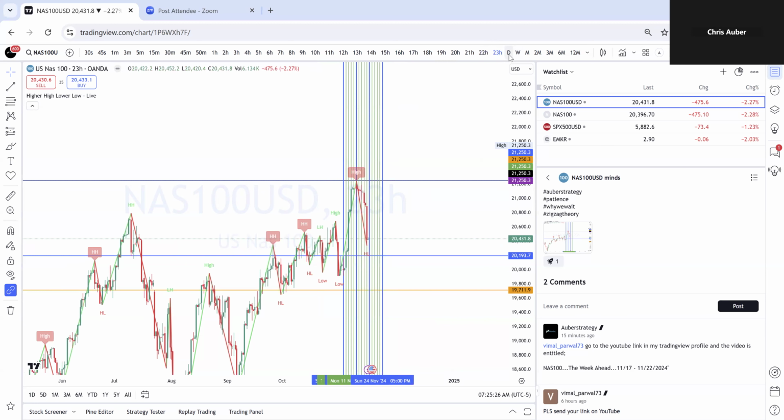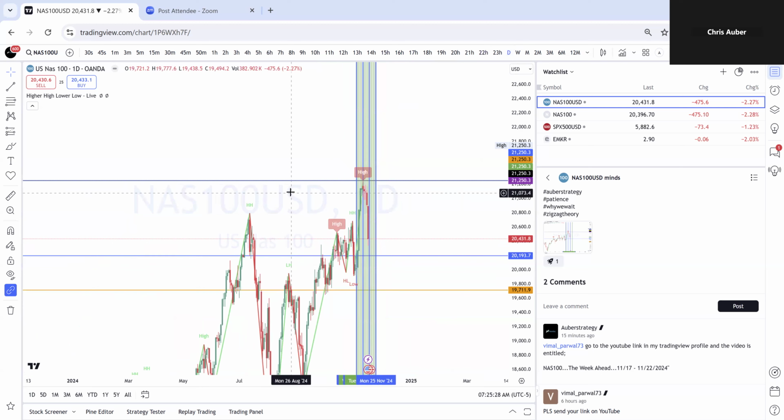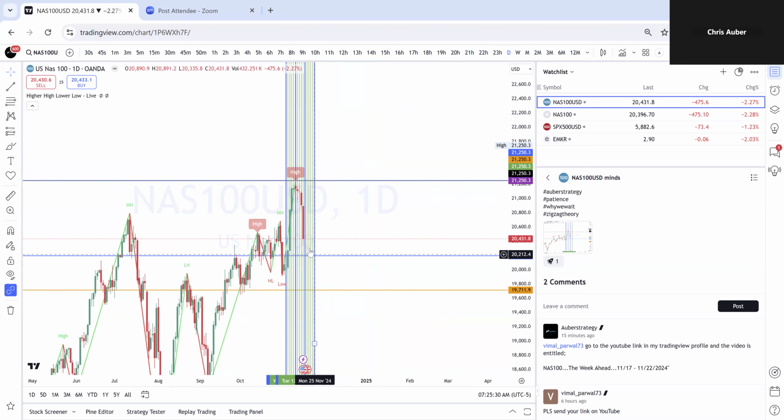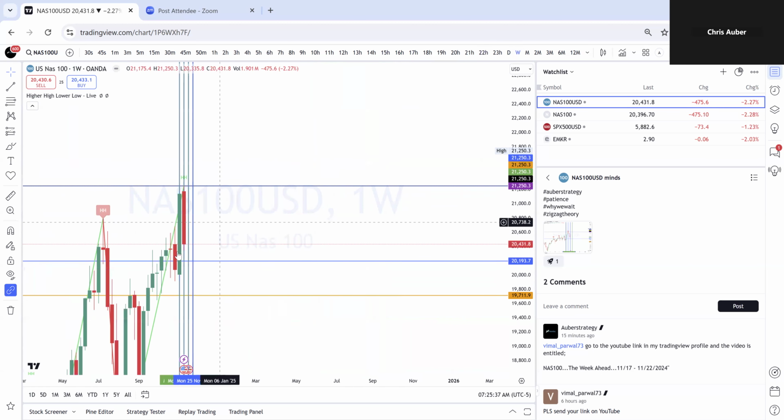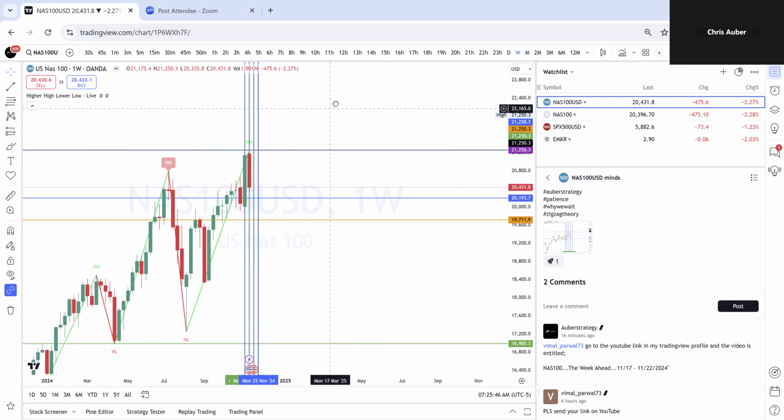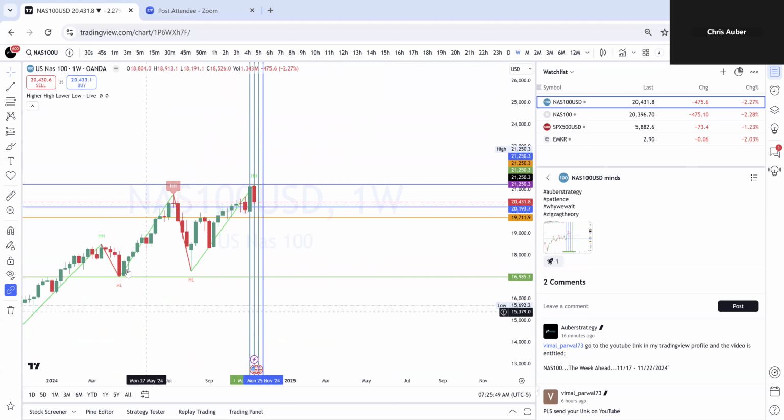When you get to your daily, notice what happened. There was nothing that was formed on Friday. You get to your weekly, same scenario. Nothing was formed for the week, Monday to Friday. But when you look at the weekly, it's interesting. You see that the trend on the weekly is making higher lows, higher highs, higher lows, higher highs. So your natural move is going to be another higher low to a higher high.